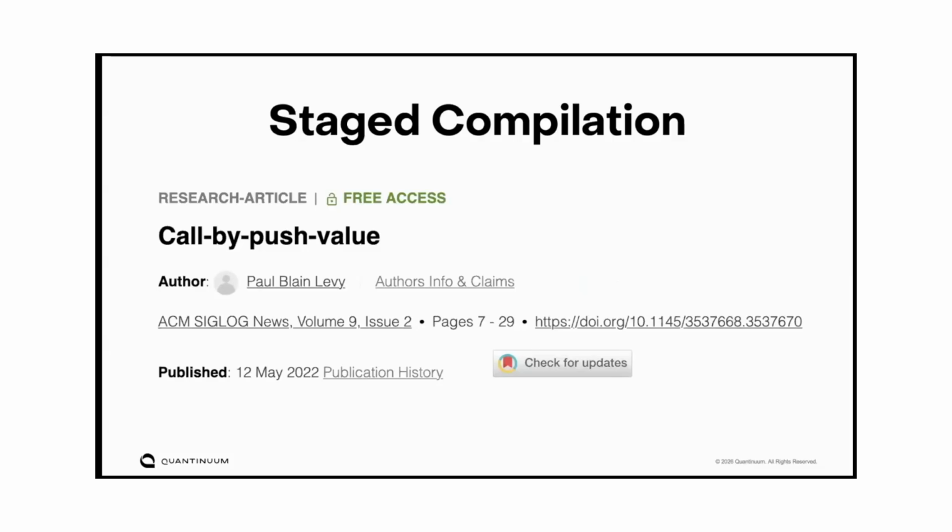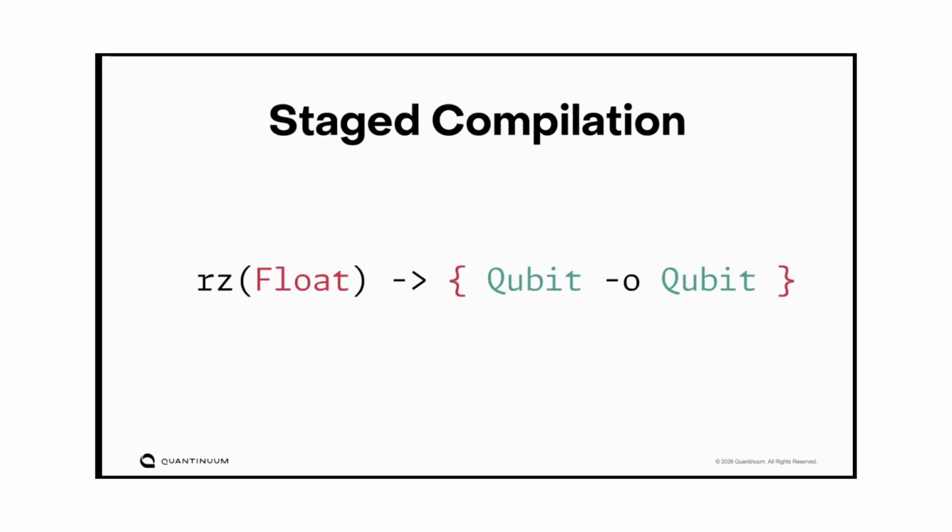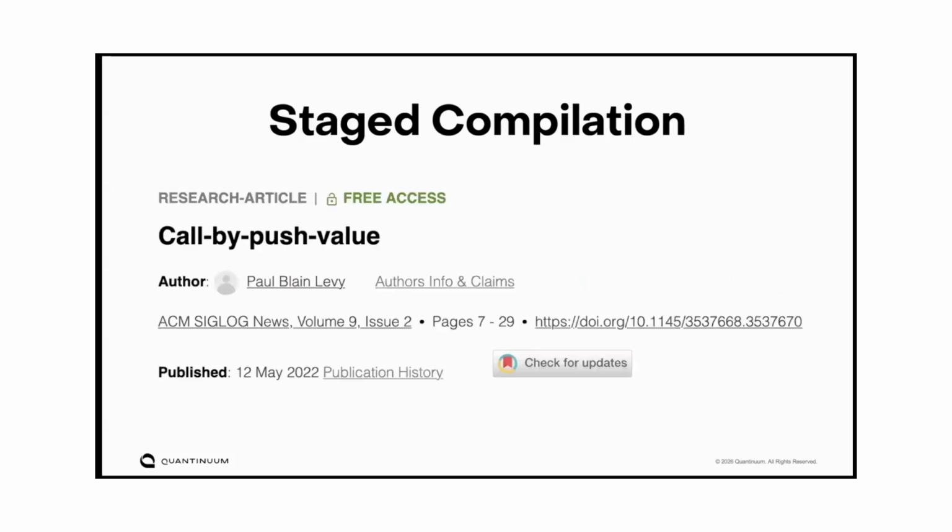If you're interested in more of the theory behind this, particularly the theory behind distinguishing between computation types that are not values and then thunking them to turn them into a value, this is called call by push value.